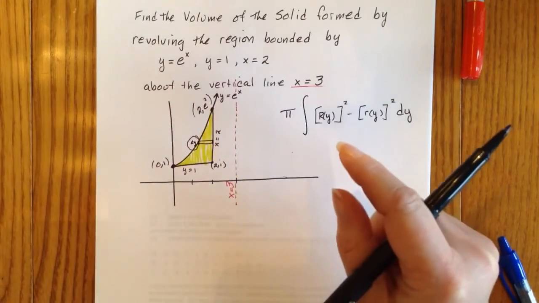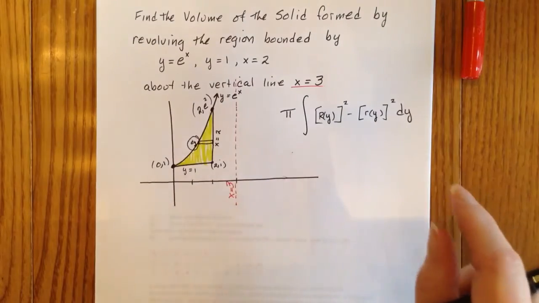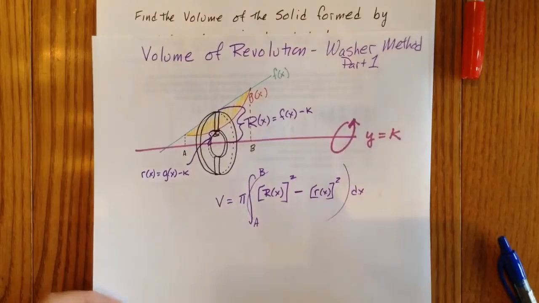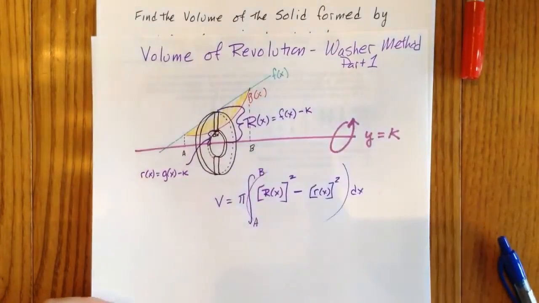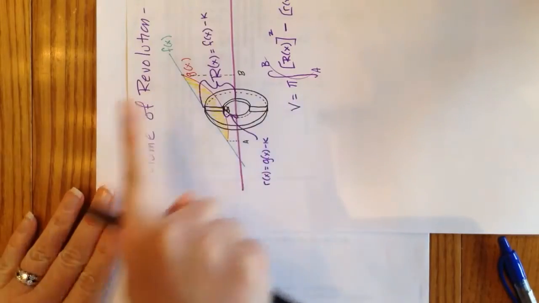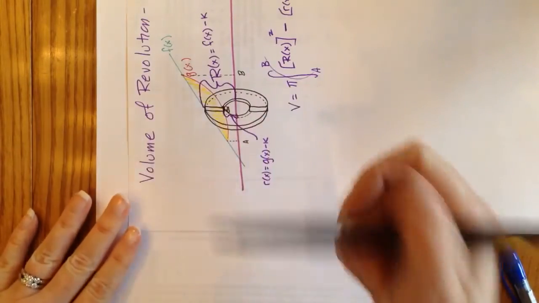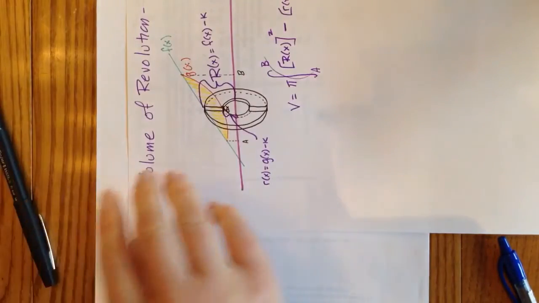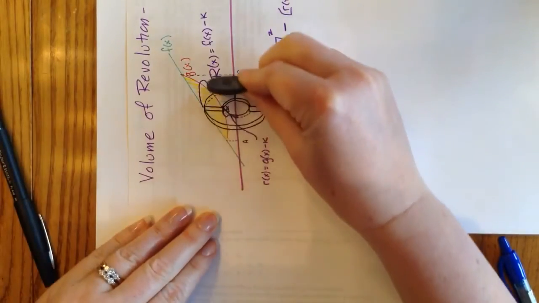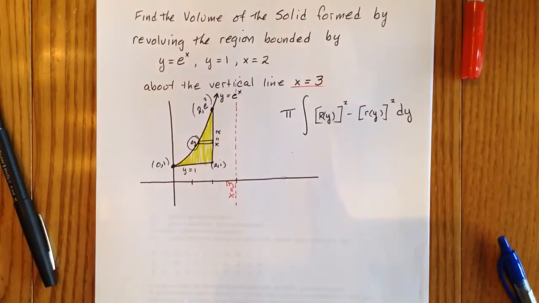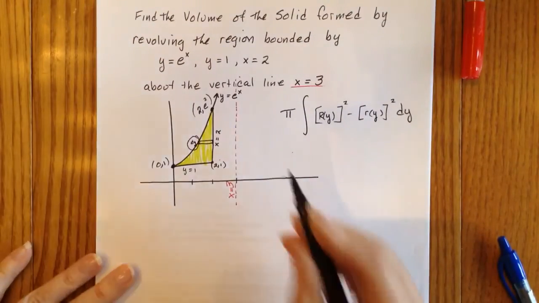So this time, from video number 1, we had the washers running this way. Well, now our washers are running this way, and we will be stacking the washers on top of each other vertically. There's my washer. Okay, so let's get to it.